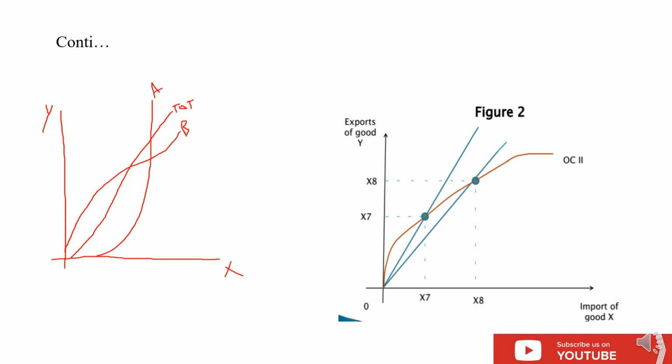So terms of trade line is in disequilibrium because the terms of trade line passes from the offer curve of country B at point Y2. Let's suppose this is Y2, and it passes from the country A's point Y1.